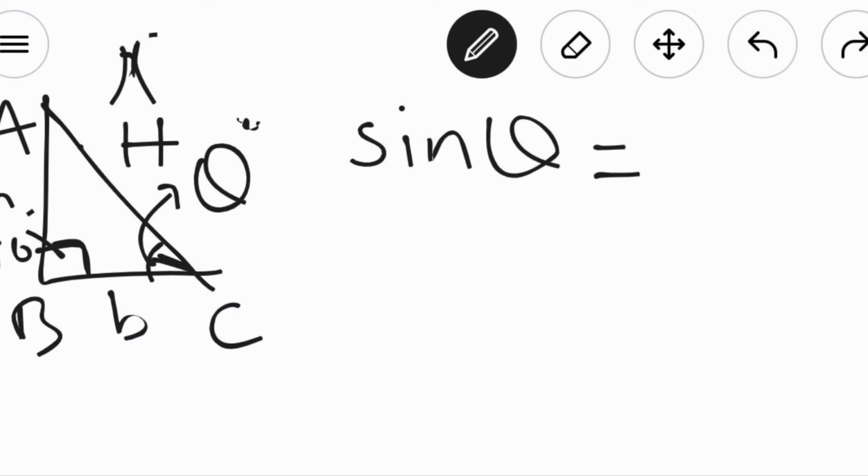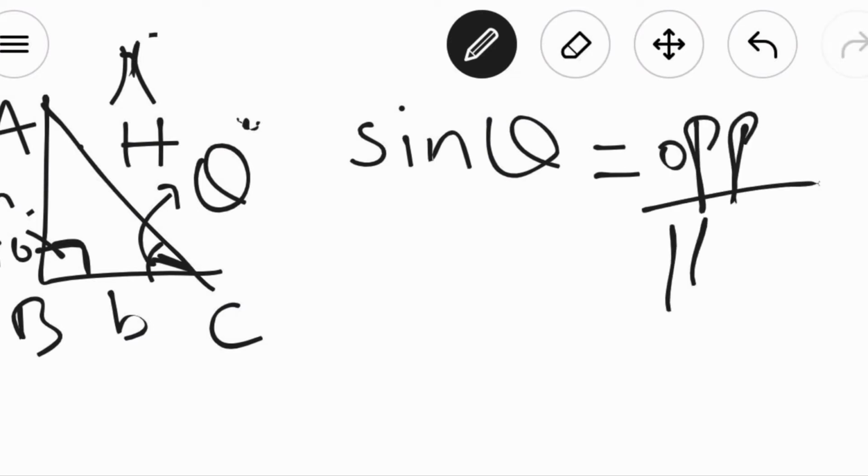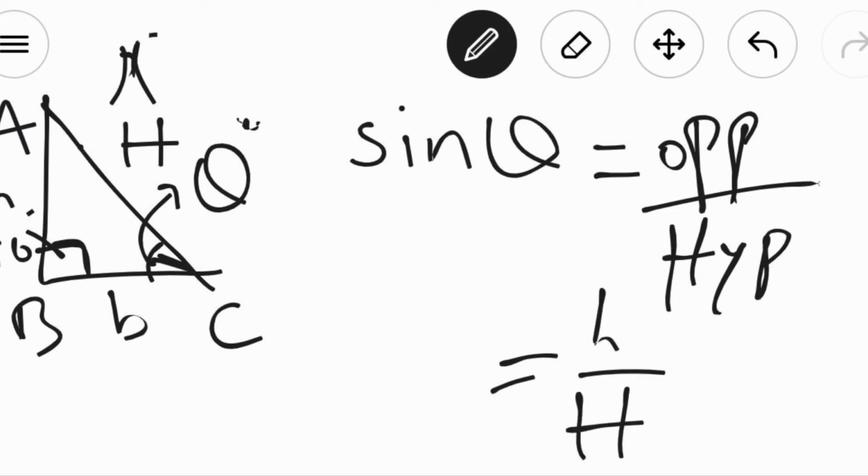So sine theta is opposite side over hypotenuse side. We assume the opposite one, AB, as small h, so small h over big H. This is a ratio, nothing but the ratio between 2 sides. So sine theta is h over H. Let me write it aside.